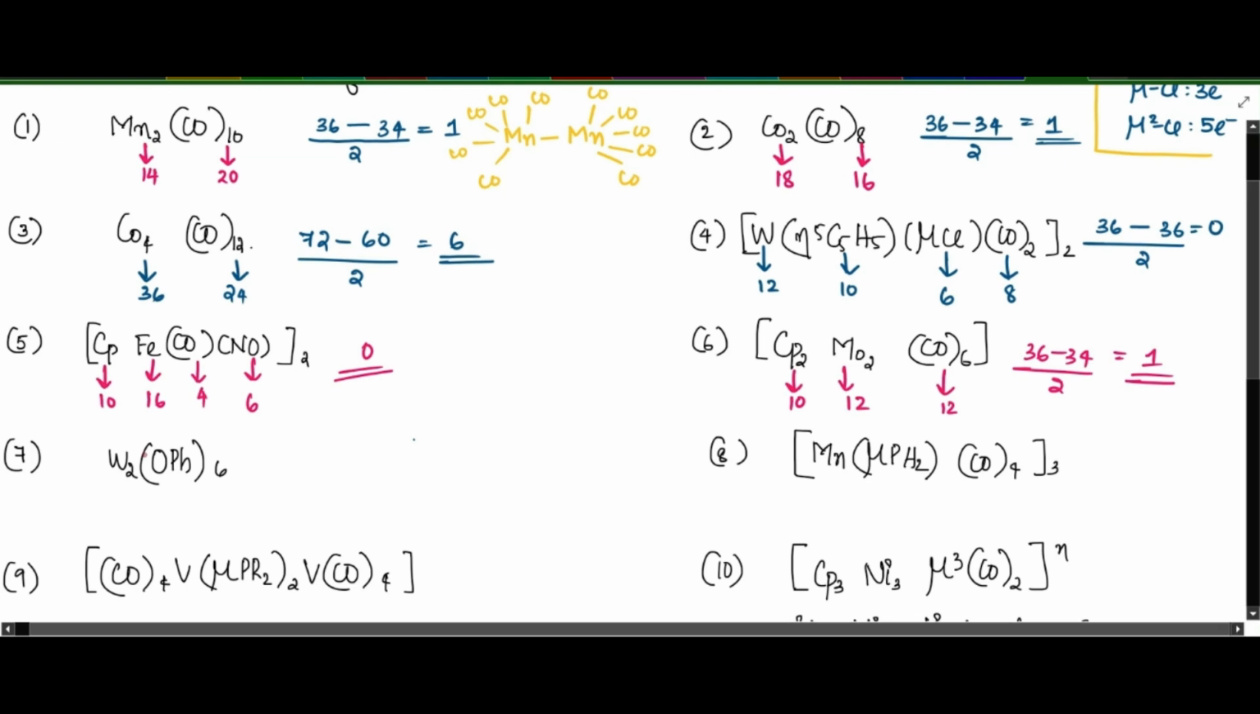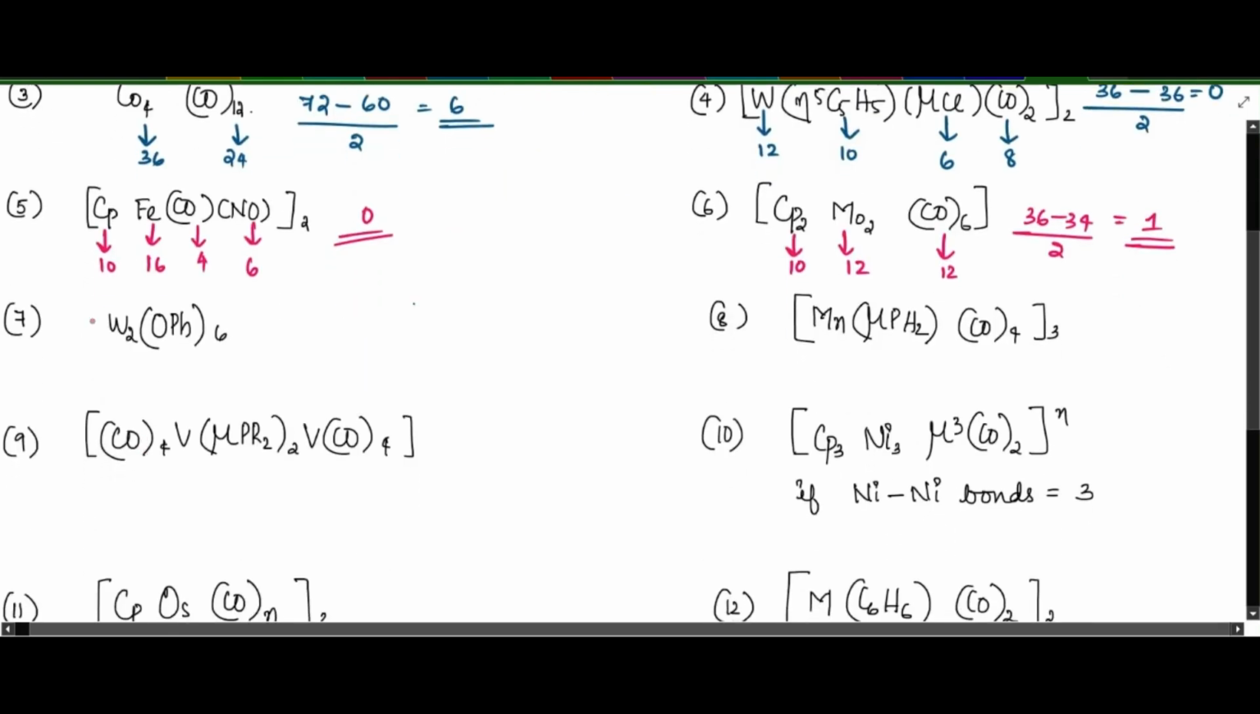Okay. Next question. This was asked in the question earlier. So with two tungstens, it comes to 12. And OR, just like OH, contributes 1 electron. So if we substitute 1, it becomes 6. 1 into 6, 6. So this is a total of 18.